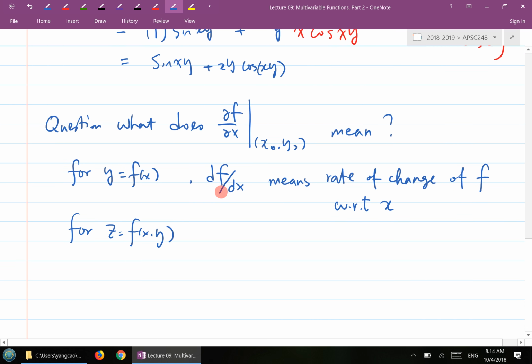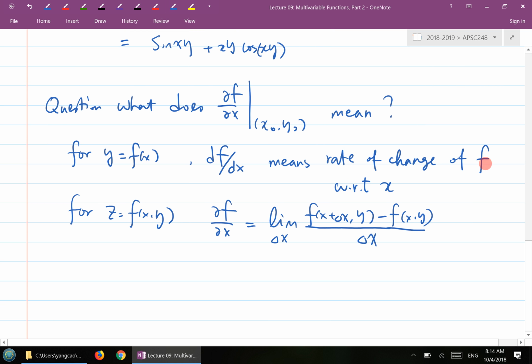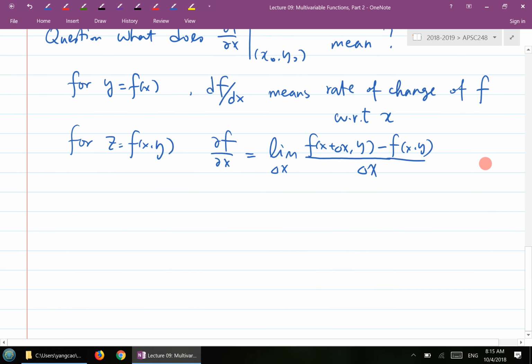For a function of two variables, what exactly is the partial derivative, partial f over partial x, then? I will still start with the definition. So here's the definition of the partial derivative with respect to x for a function of two variables. Let's take a further look at this definition.